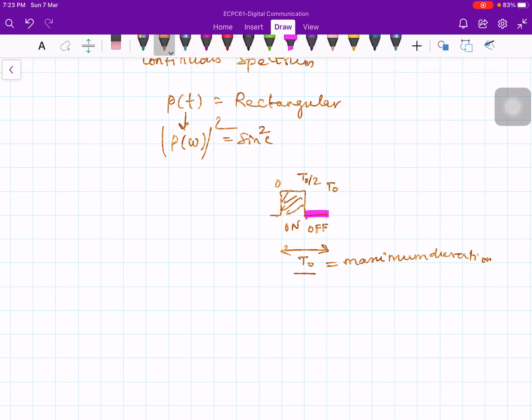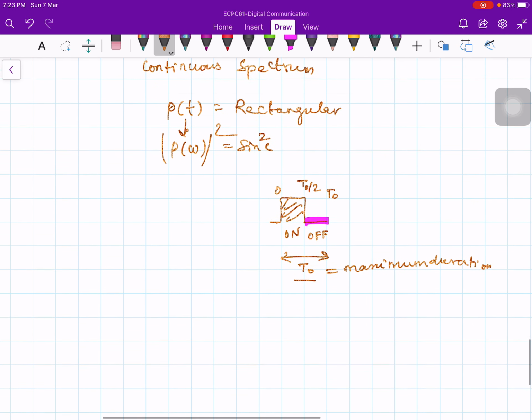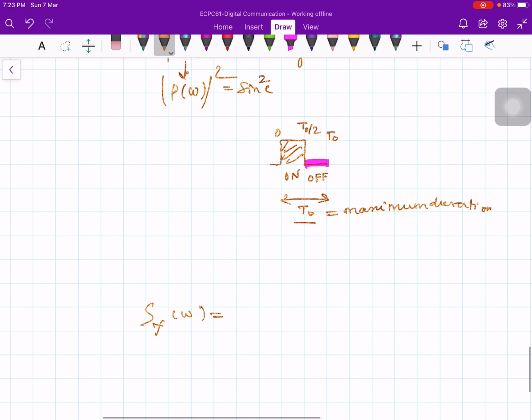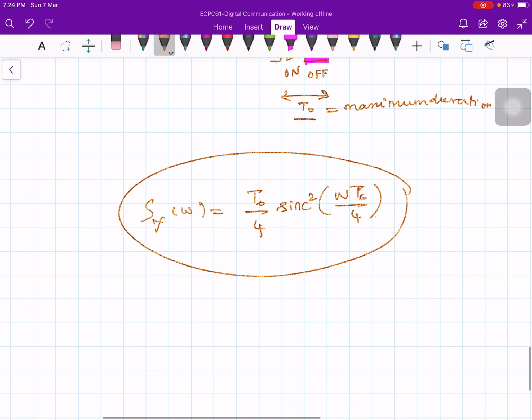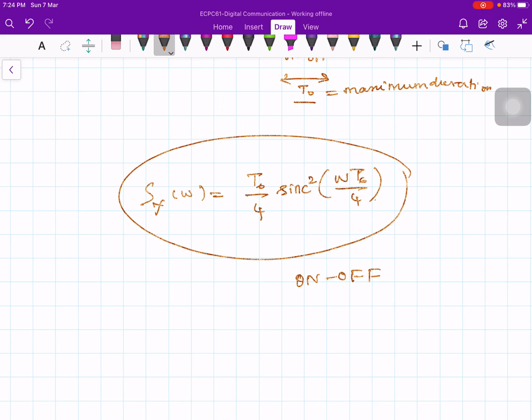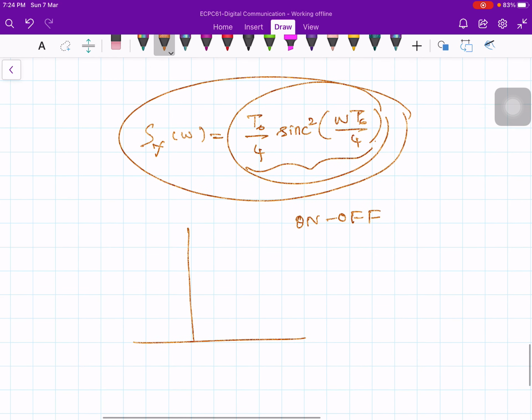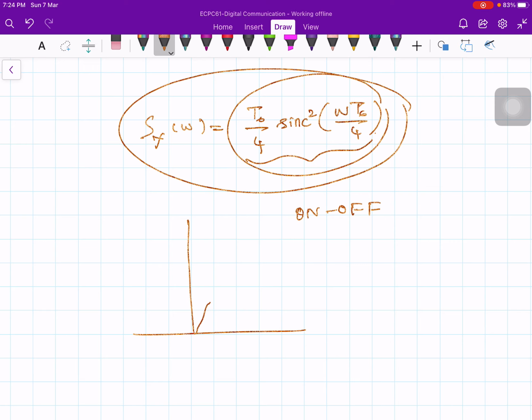If you choose p of t to be a half width rectangular pulse, then your Sy of omega is given by T0 by 4 sinc squared of omega T0 by 4, and this spectrum is identical to the continuous portion of the spectrum of the on-off signals. If you take this and plot it, it is going to be like this, right?